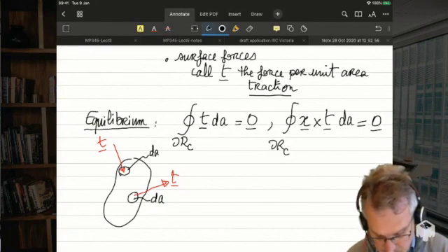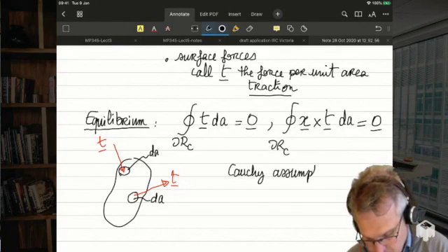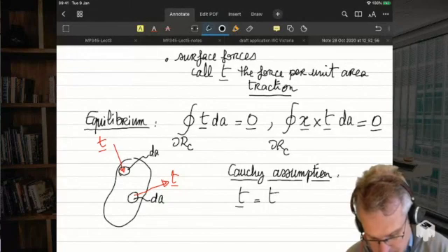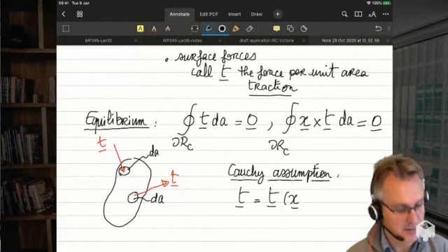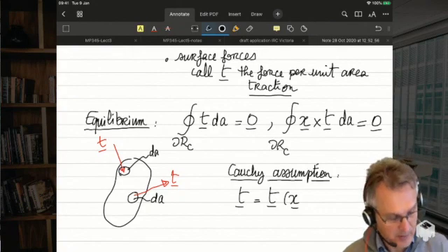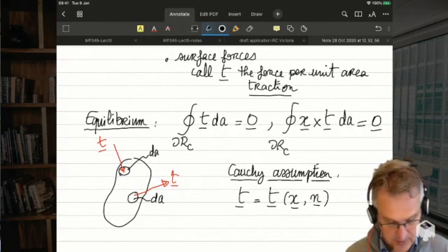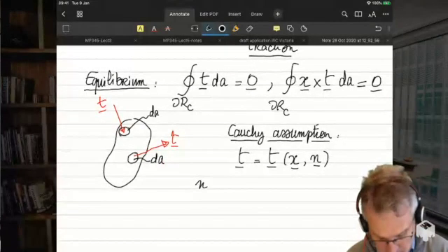And then we're going to assume the same thing as Cauchy. And it is that tractions are functions of the position, right? And that's what I've shown here. It changes depending on the position. And of the unit vector, outward unit vector, normal to the surface element. Right, I write it here.